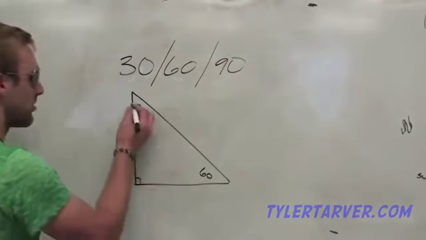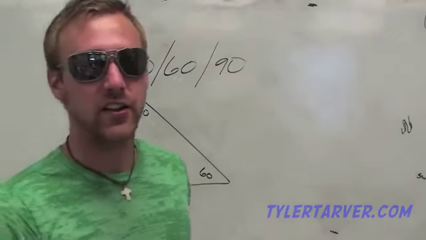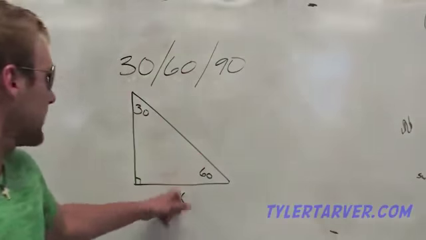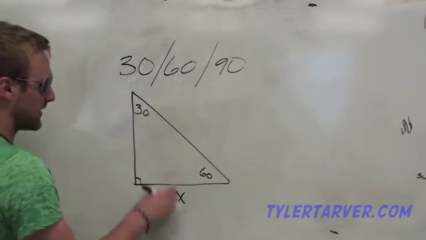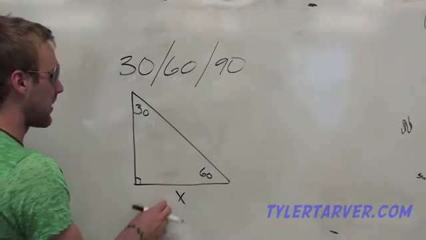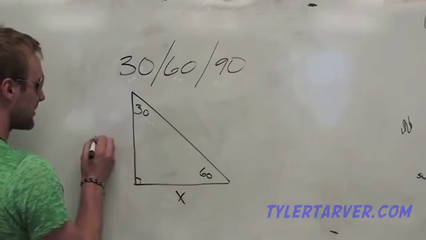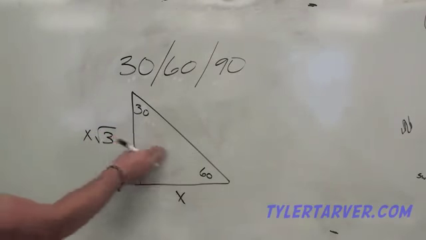Now, the 30 side. That's like our base. You know when you play hide and go seek, you go to base, and then you go from there. We always want to go to our 30 side first because it's like our home plate. That's our home base, okay? Now, that's x. Say that x can be any number. Now, that number times the square root of 3 is always our 60 side.